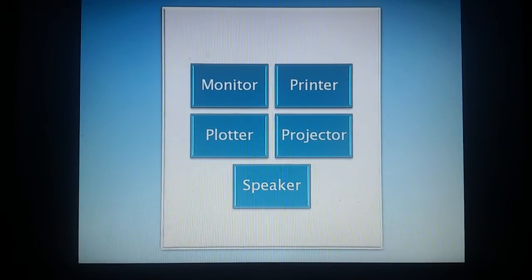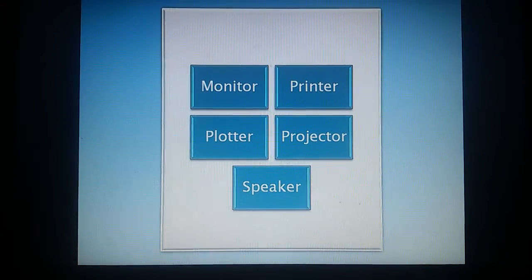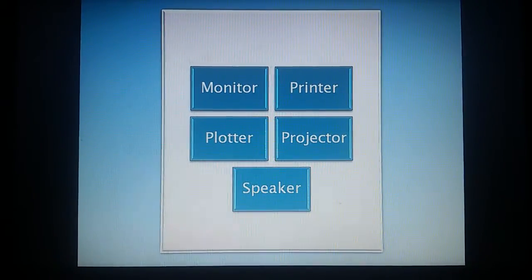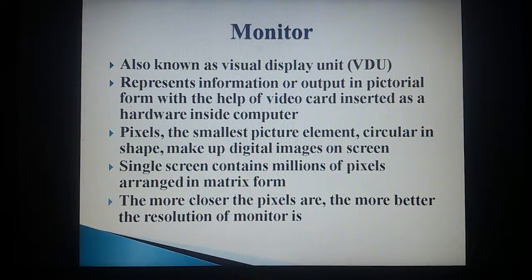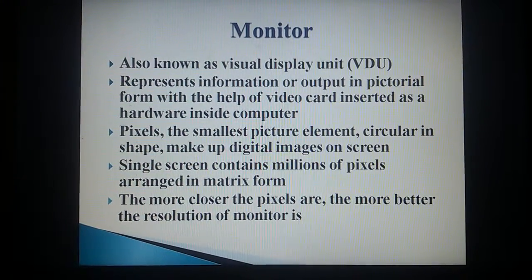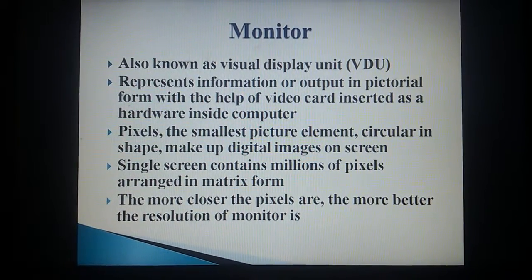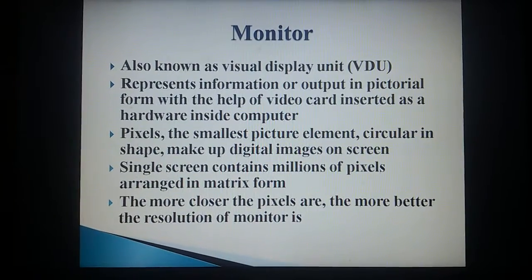Total 5 output devices are there: monitor, printer, plotter, projector, speaker, and 3 out of them have further categorization. Monitor, also known as Visual Display Unit (VDU), represents information or output in pictorial form with the help of a video card inserted as hardware inside the computer.